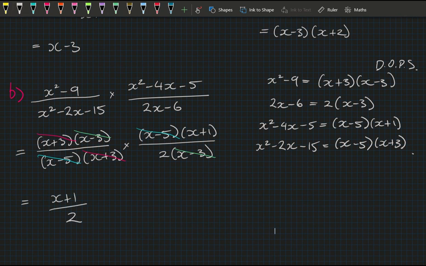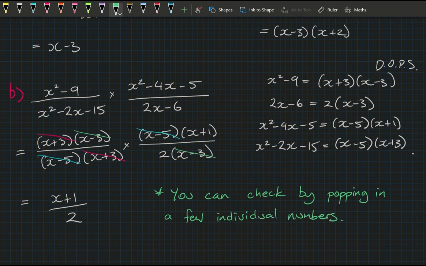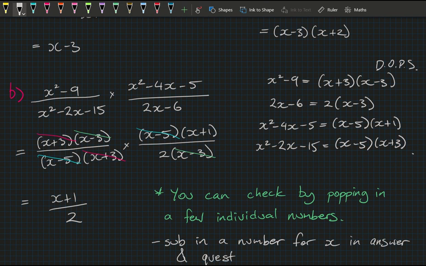Now I'm not going to do it here, but if you do want to check, I suggest you pop in 3 or 4 individual numbers. So by that I mean substituting a number in for x. So for example, if x was equal to 1, our answer at the bottom would be 1 plus 1 divided by 2 is 1. And at the top we would have 1 squared minus 9 is minus 8, divided by 1 minus 2, so on and so forth, okay? So you would just sub in a number for x in the answer and the question.